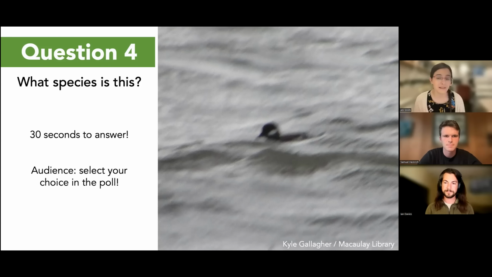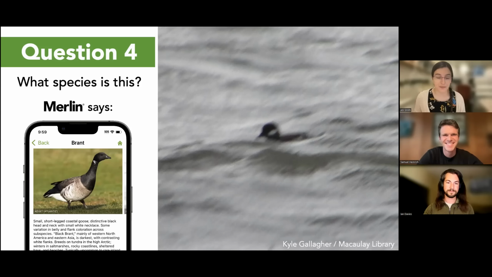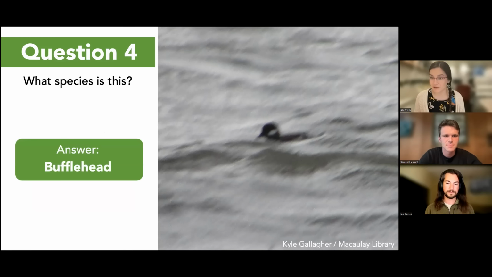All right. And the audience is overwhelmingly agreeing with you on this one. We had 55% of the audience said bufflehead. And Merlin says, not bufflehead. Merlin thinks this is a brant goose. And I can see that, that short bill, maybe a little bit of white near the neck. It is certainly similar in this photo to a brant, but the correct answer is bufflehead.